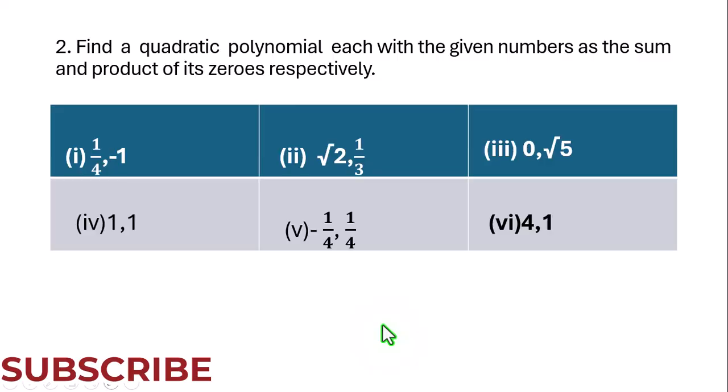Exercise 2.2, question number 2. Here the sum of zeros and product of zeros are given. The question is asking for polynomials. Find a quadratic polynomial each with the given numbers as the sum and product of its zeros respectively. The first one is the sum of zeros, the second one is the product of zeros, and we are asked for the polynomials. So let's get started one by one.